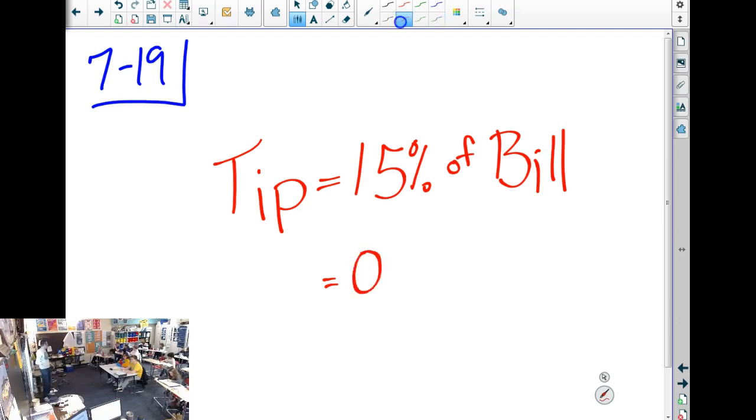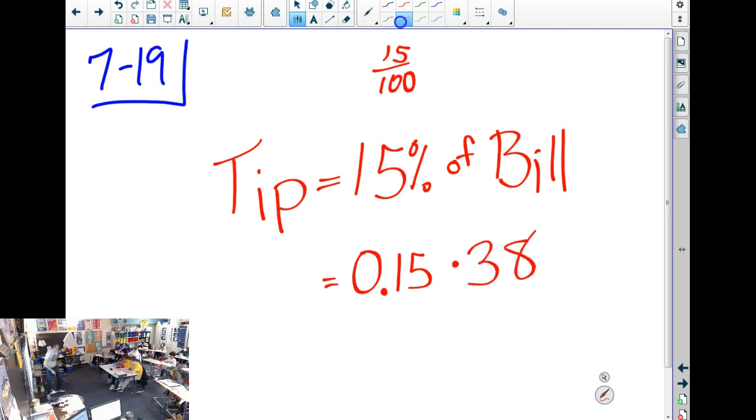So 15%, right? 0.15 if we want to put it in decimal form. Or we could do 15 over 100. CC, your pencil's not moving, and I doubt that you worked ahead and did this already. Now, the bill, how much is the bill right now? 38. So she has to pay 38.